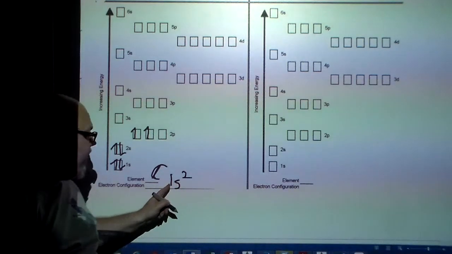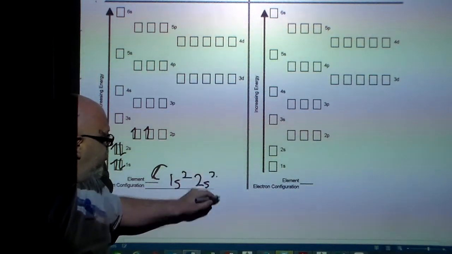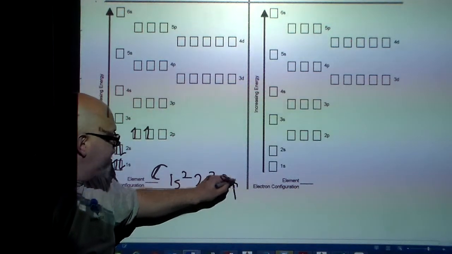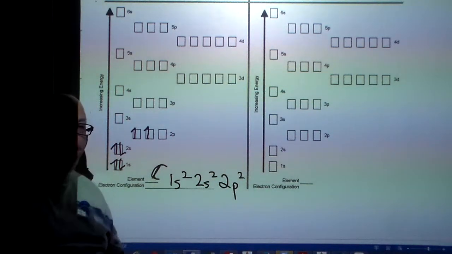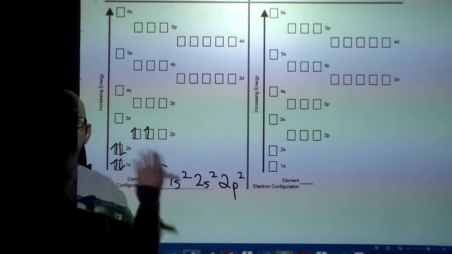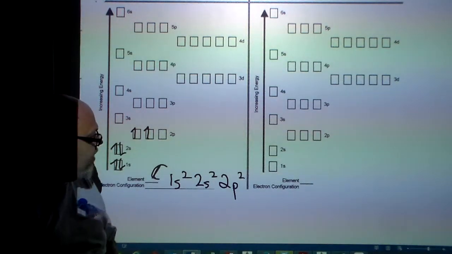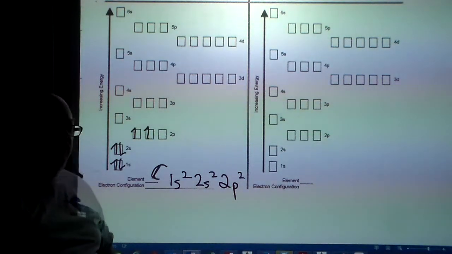And then I could go 1s2. Here's my electron orbital notation. 2s2, 2p2. And you notice I got 2 plus 2 plus 2, 6 electrons. Hey, not bad.